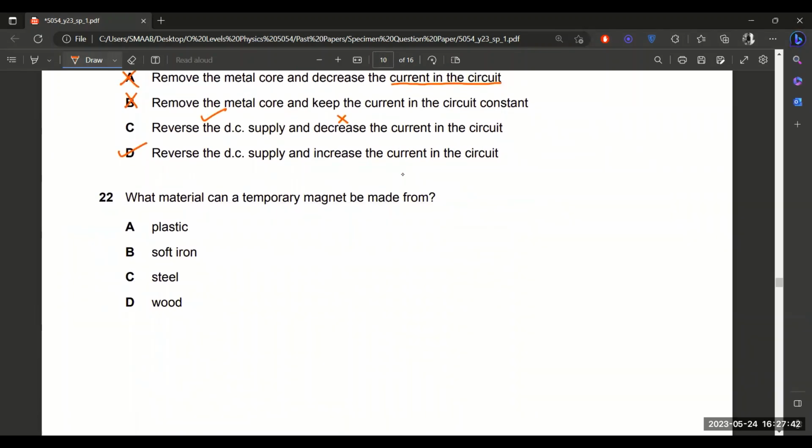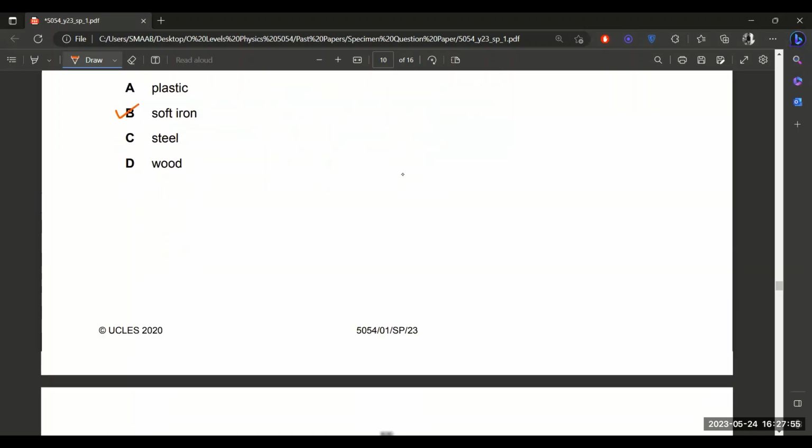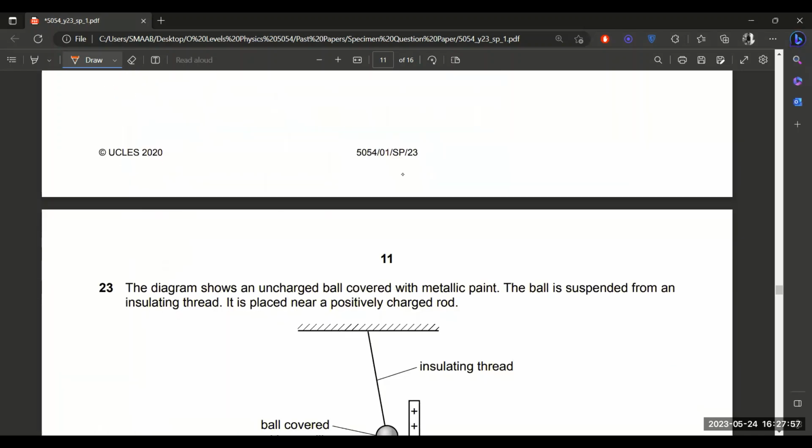Question 22: what material can a temporary magnet be made from? So we need to check out the temporary magnet material. That is very simple. We know that soft iron is the type of temporary magnet we use in our circuits.